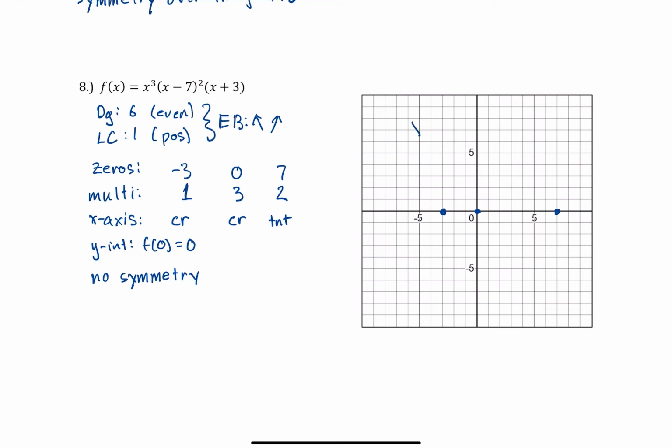My end behavior is up to the left, up to the right. I'm going to cross at -3. I'm going to have to hit a minimum, and I'm going to have to cross back up at 0. And I'm going to touch and turn over here at 7, just kind of putting that on the correct side. And the reason I knew it was going up is because I know I'm going to cross, so I'll have to come back down. So now filling in the middles in that smooth continuous curve, we'll get a graph that looks like that.